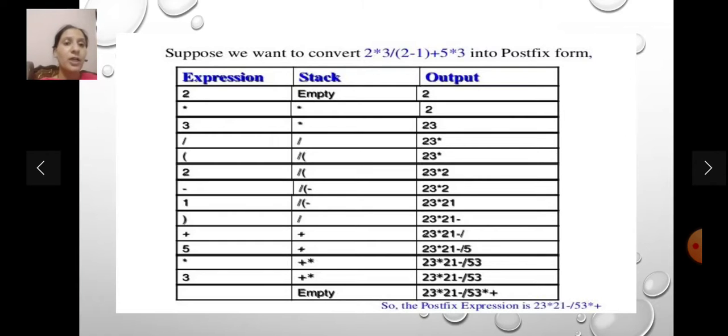Now the stack will be emptied by performing the pop operations. First multiply comes out, and our expression is 2 3 multiply 2 1 minus divide 5 3 multiply, then plus comes out, and the expression becomes 2 3 multiply 2 1 minus divide 5 3 multiply plus. So in this way we can convert infix notation into postfix form. Thank you.